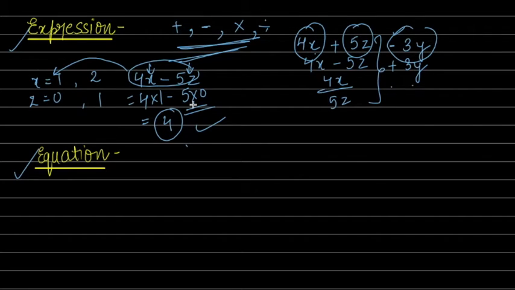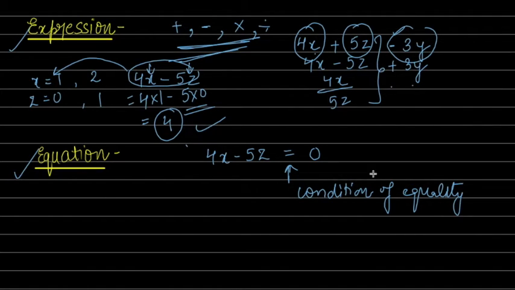Now if I write 4x minus 5z here under the equation category and put an equal to sign, equal to 0, then it becomes an equation. An equation has a condition of equality. So that's the difference. It has an equality sign, equal to sign. So an equation has this equality condition. It is a condition on the variable. If I have written 4x minus 5z only, it was an expression. Placing it equal to 0, it becomes an equation.